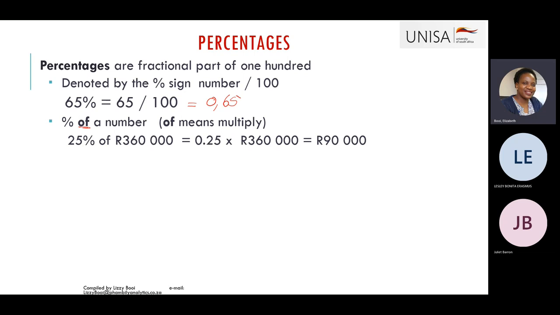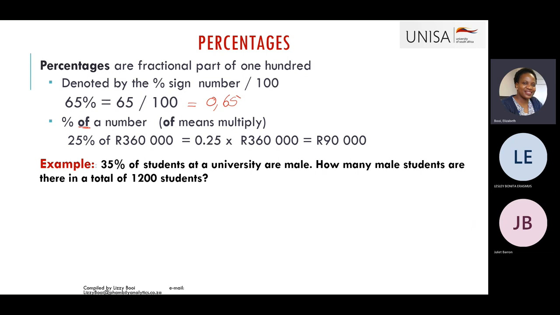Okay, that's easy, straightforward. Sometimes it's not as easy and straightforward like this, but they might give it to you in a question and ask you, for example, 35% of students at the university are male. How many male students are there in total of the 1,200 student body that we have at this university? It's the same thing. They are asking you, what is 35% of 1,200? You just go and calculate. 35% times 1,200 is 0.35 times 1,200, which equals 420.